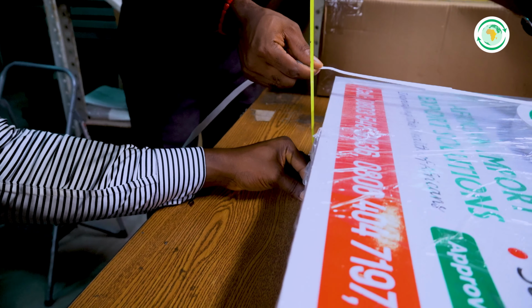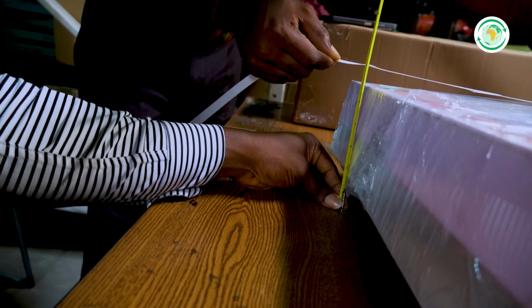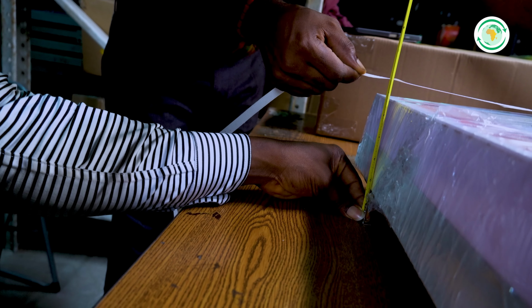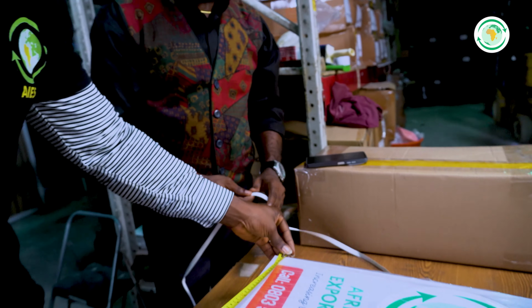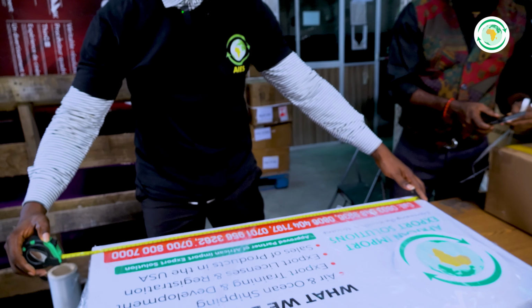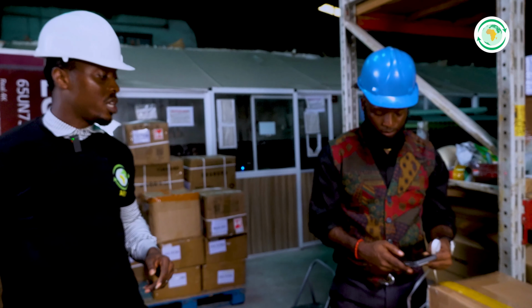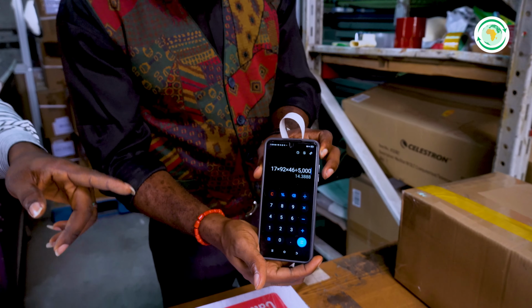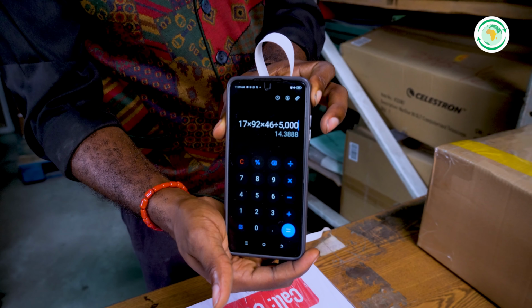So help me with that board, that circular board. This is 16 cm. Is this 16? Let me be sure. This is more than 16. This is 17 cm. 92, similar, because this part is also the same. So just this board that is having the issue. 46. So what will 17, 92, 46 give to us? Divided by 5,000. Now, 17. This is what now, 14.3 kg.